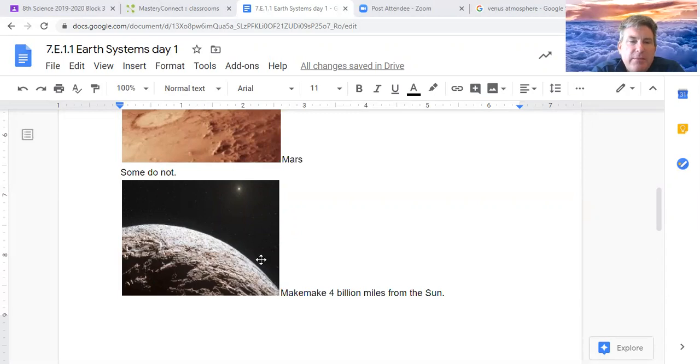So Makemake is about 4 billion miles from the sun. In this picture, this is not an actual picture. This is an artist's rendition, but you can see there's the sun. It's just a bright star in the sky. It's not actually providing a whole lot of light. They've really illuminated the surface of the planet a lot brighter than it would be. But you can see there is no atmosphere whatsoever in this illustration of Makemake.